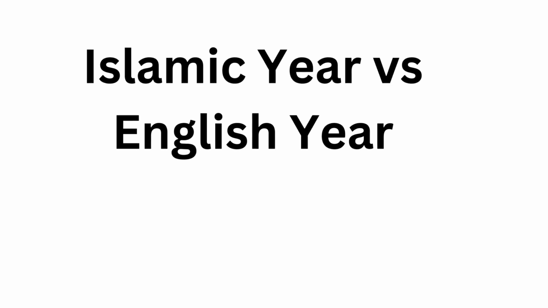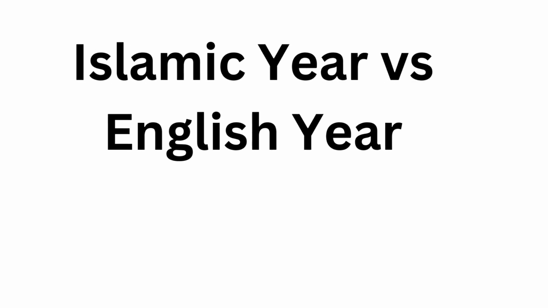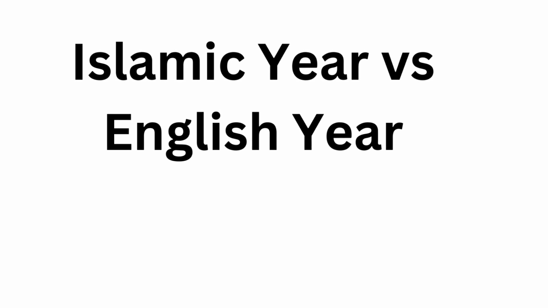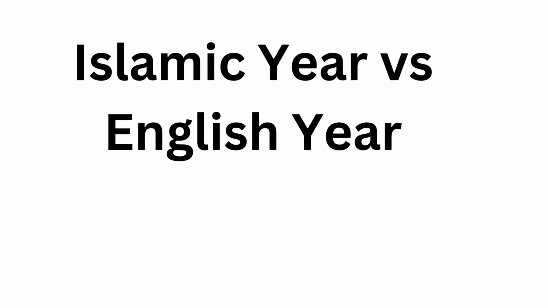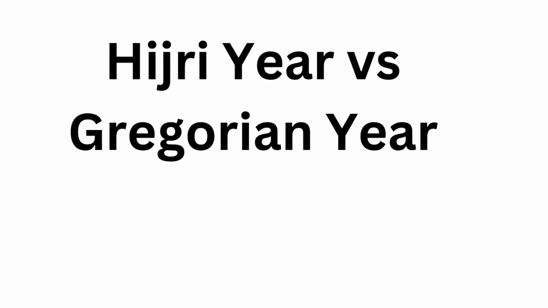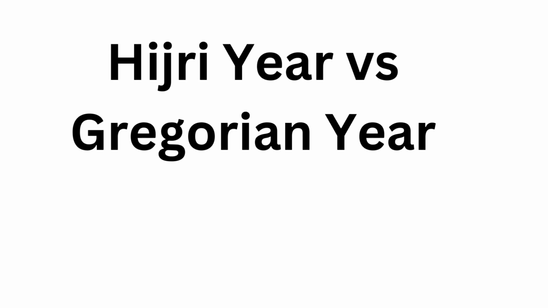In this video, I will tell you how to convert English or Gregorian year to Islamic year in seconds. Islamic year or Hijri year is composed of 354 days instead of 365 days. And Gregorian year is the most commonly used year, and as we know, current year is 2023, but what is current Hijri or Islamic year?